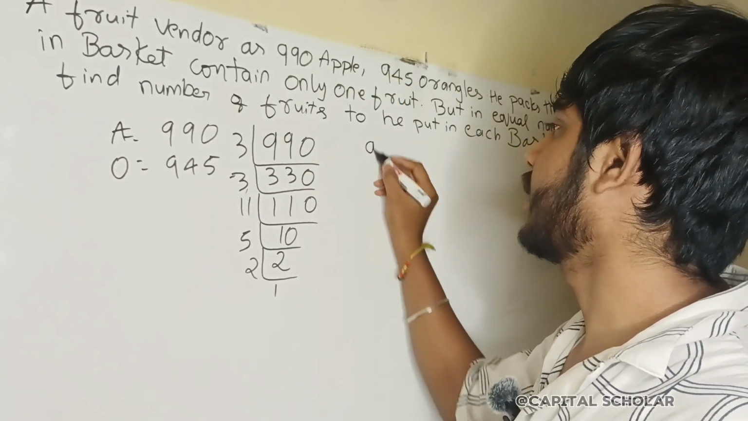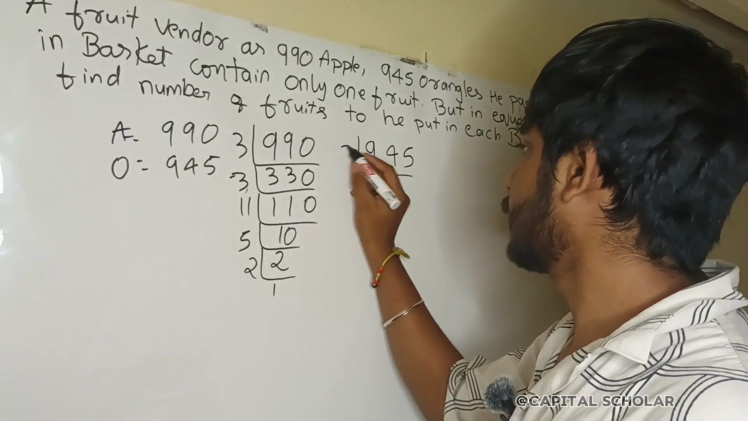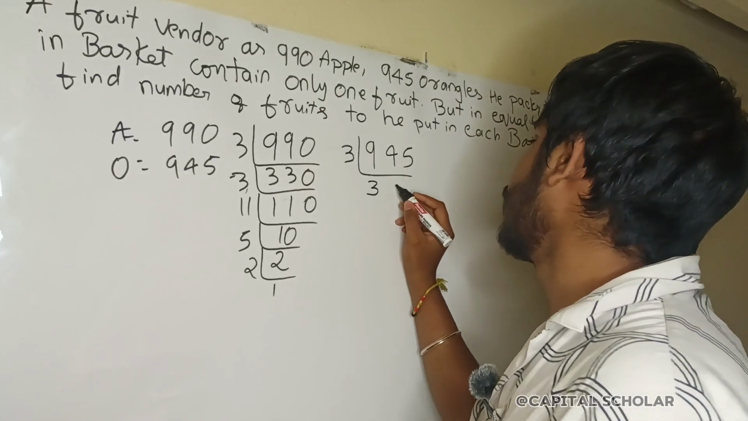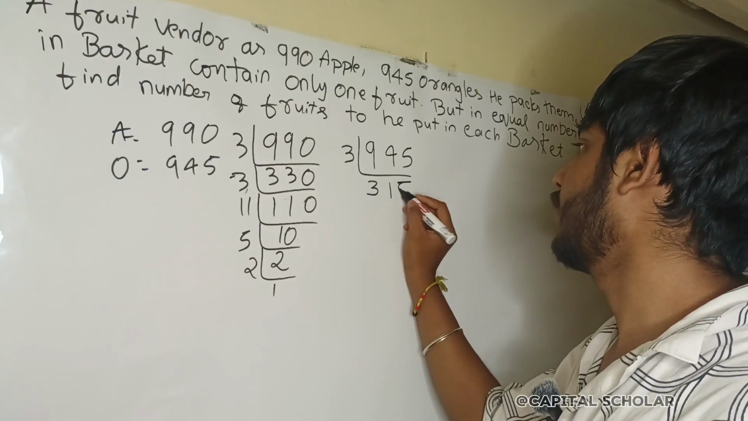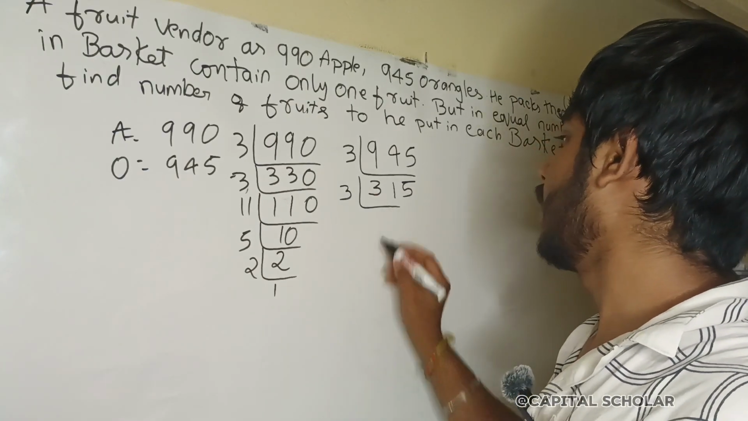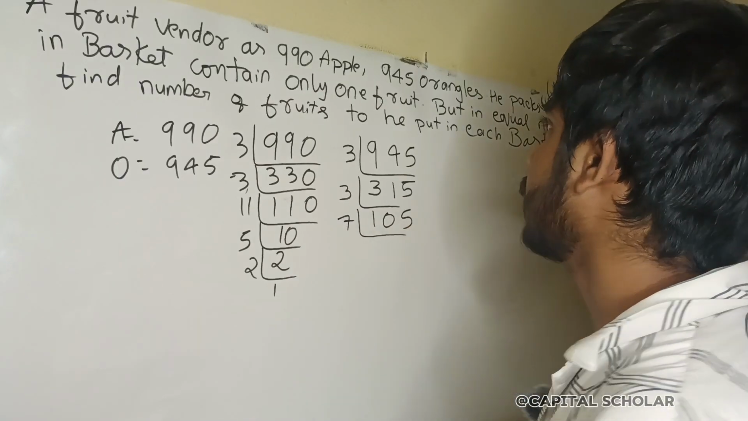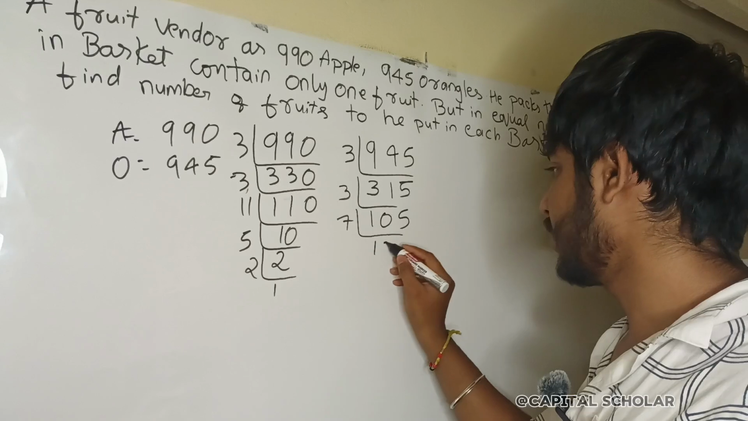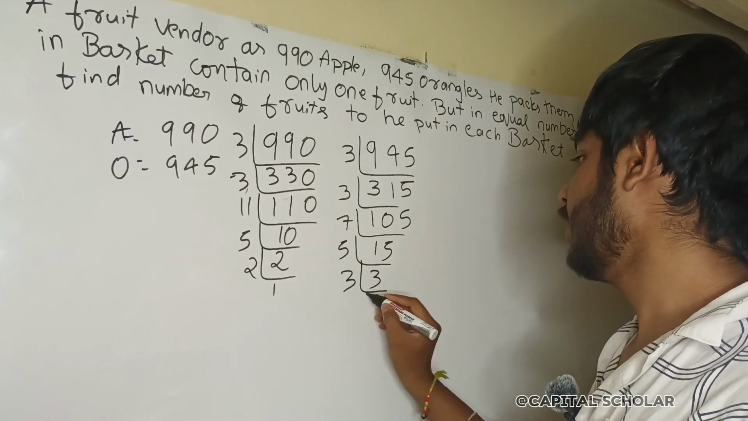Now let's find the prime factors of 945. 3 3s are 9, 3 15s are 45, 3 105s are 315, 5 3s are 15, 7 15s are 105. Factorizing 945.